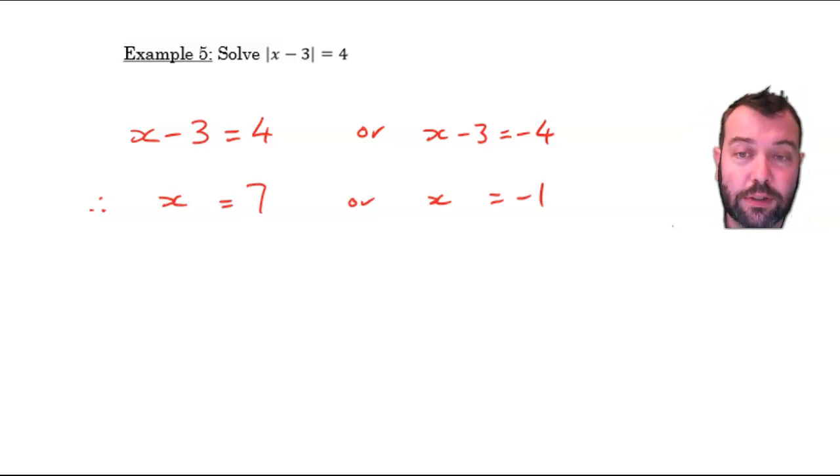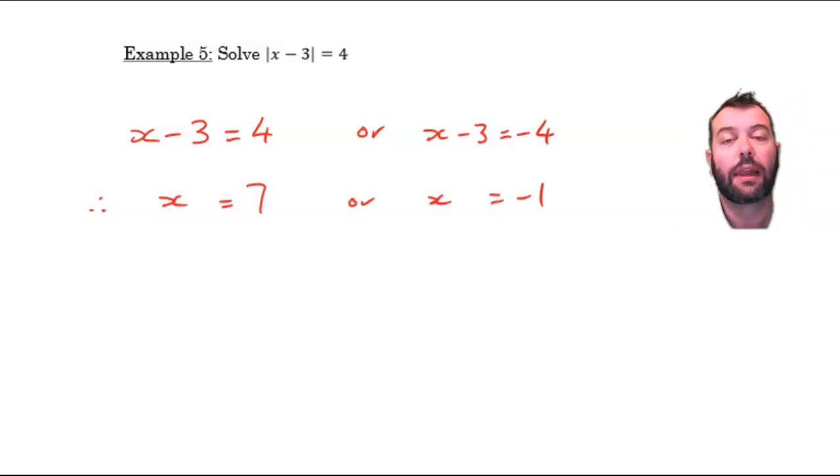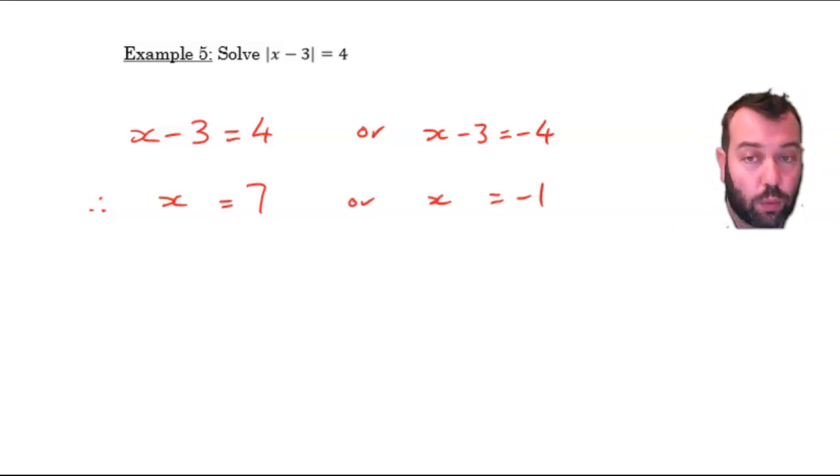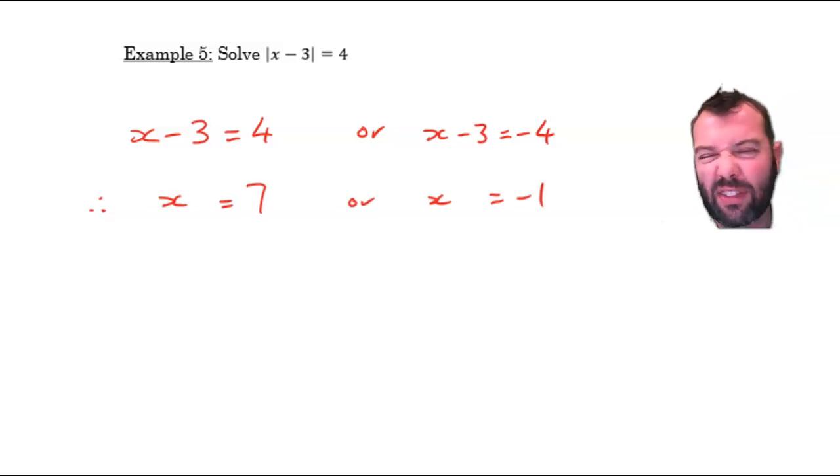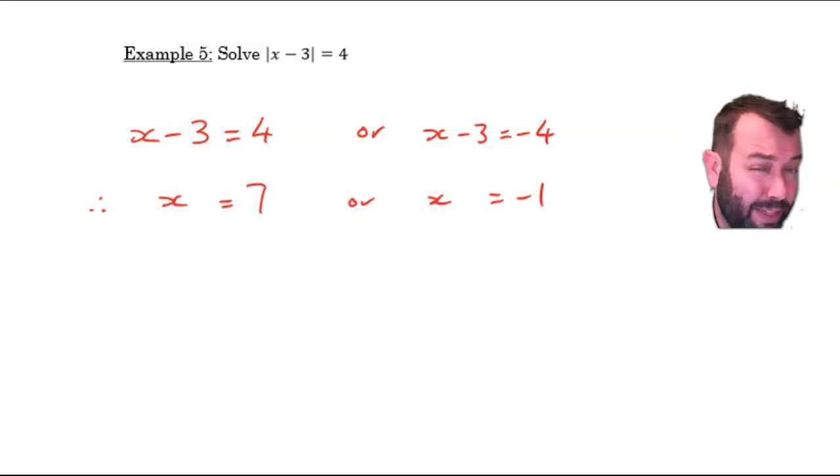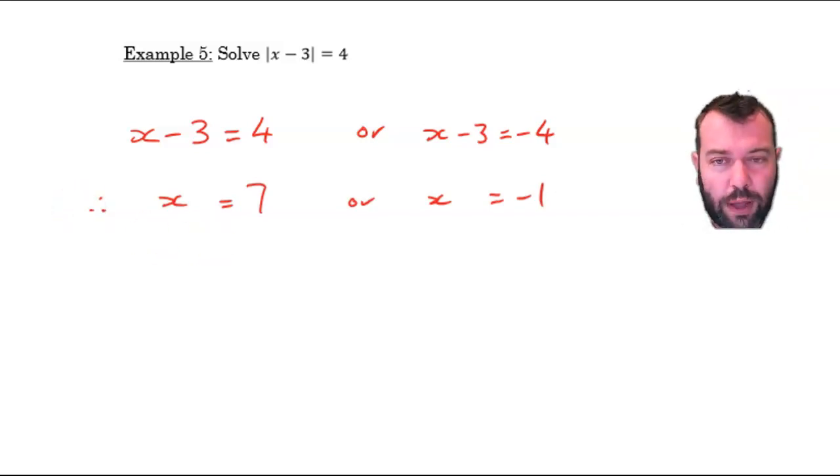But you know what's nice? I like a graphical solution to these sorts of things. So, let's consider a graph of y equals the absolute value of x minus 3, and a graph of y equals 4. Graph the left-hand side, graph the right-hand side. Where they intersect, that'll be where they're equal. What would that look like? Well, y equals 4 is a horizontal line.